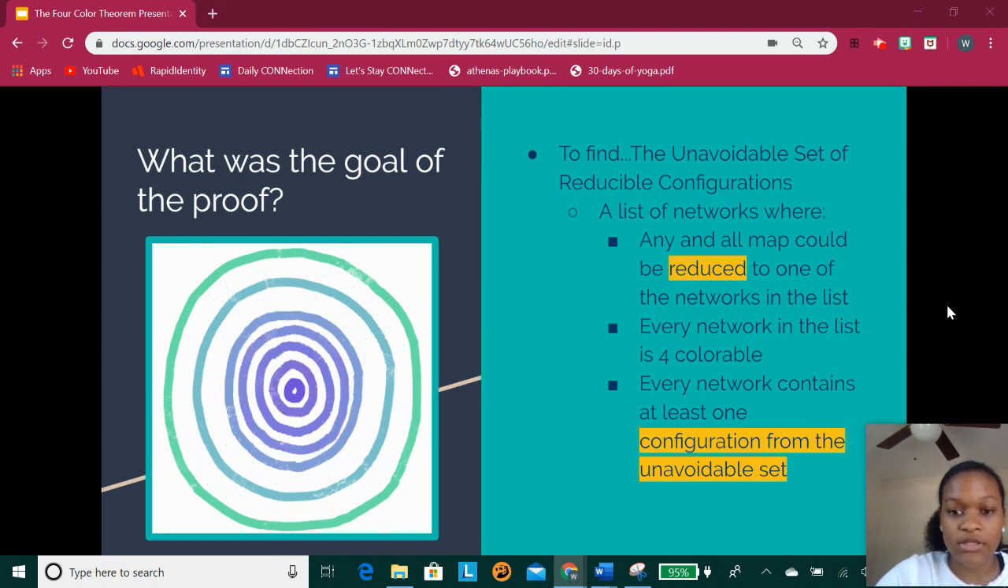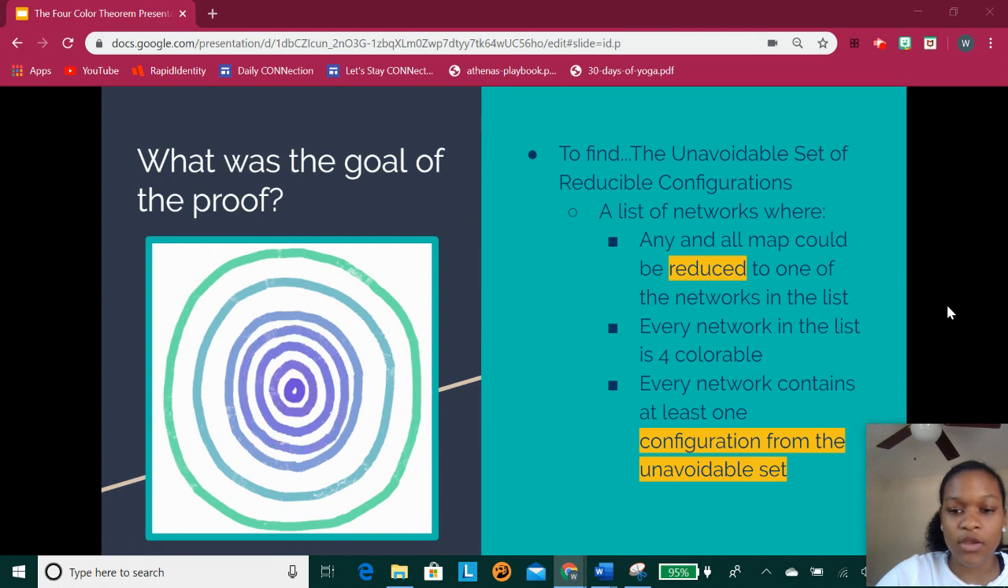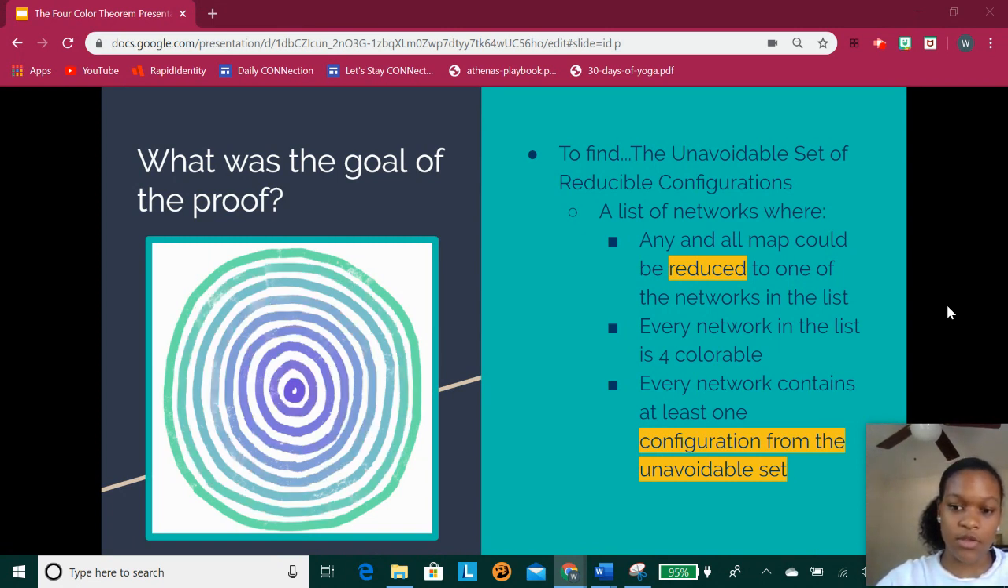Every network in the list is four-colorable, of course, and every network contains at least one configuration from the unavoidable set. And every network means any map that anyone could draw contains at least one configuration from the unavoidable set.